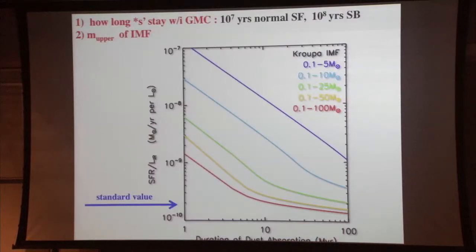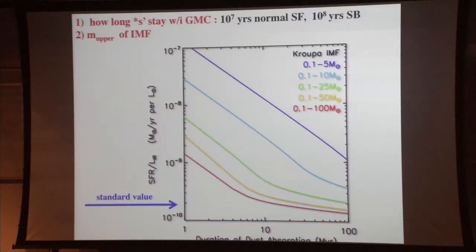Now, the other caveat is most of the luminosity from these young stellar clusters is provided by the high mass stars. If you don't form enough stars, you won't have any high mass stars. So I did the same calculation where I only went up to, say, 50 solar masses, 25, 10, 5. And you can see how the star formation rate per unit infrared luminosity is actually reduced as you truncate the IMF.